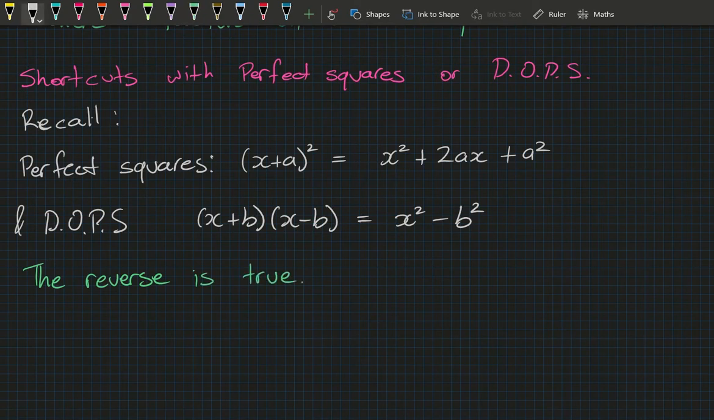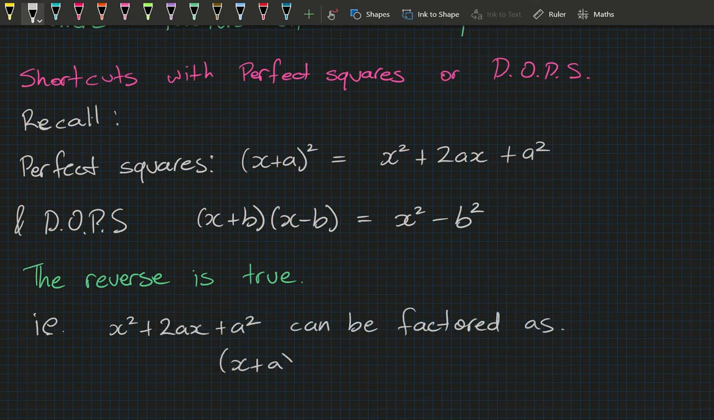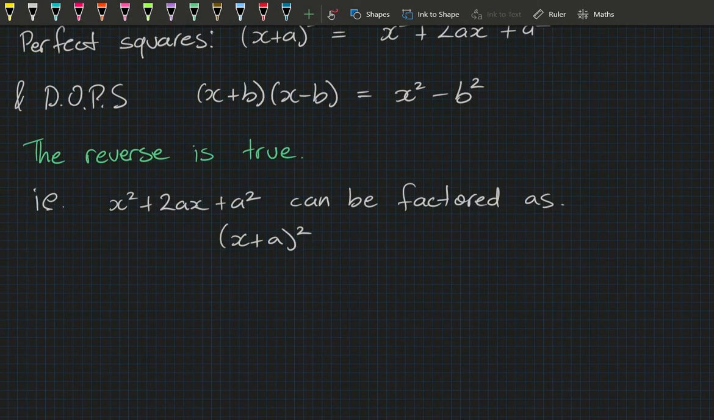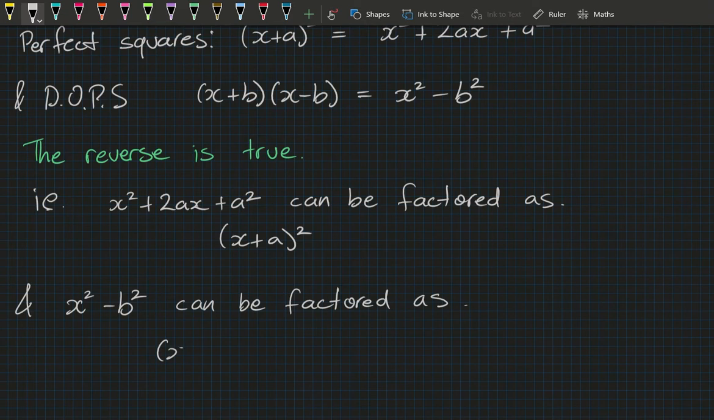So for example, if you had x squared plus 2ax plus a squared, well that can just be factored as x plus a squared. And if you saw an expression x squared minus b squared, well that could be factored as x plus b times x minus b. So in today's lesson, we'll be looking for difference of perfect squares, or the ability to group a trinomial together and find that common factor.